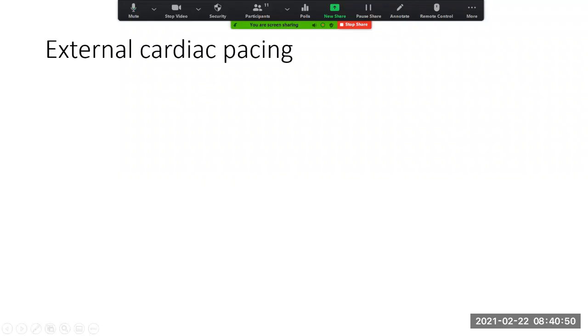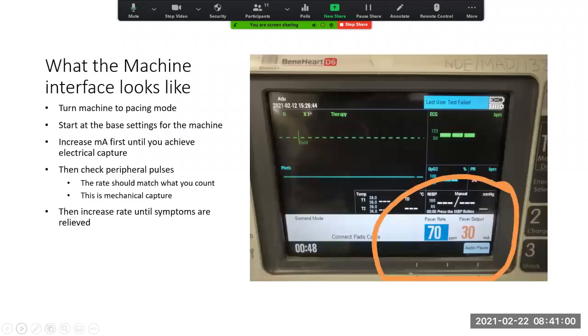So that's basically external cardiac pacing, right? Now, even here at Madadane, even though we're a regional hospital, we don't have pacing pads. But if you are lucky enough to get them, that's basically what you do, right? So this is what the machine looks like when you put it on, okay? So the machine will be turned onto something called pacing mode, all right?